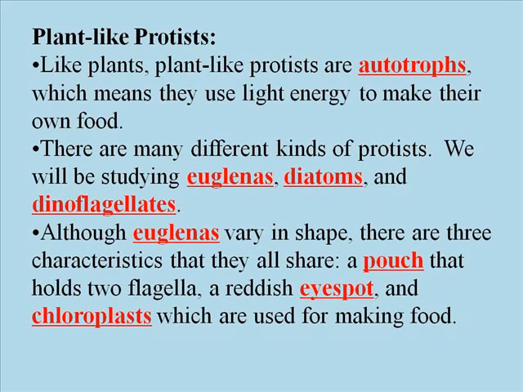Now, starting with euglenas. Euglenas can have lots of different shapes, but there are three characteristics that, no matter what shape it is, they will all share. The first characteristic is that they have a pouch. The pouch is going to hold two flagella. Remember from the last note taker, flagella is a whip-like tail for movement, and one of the flagella is going to be much longer than the other. They're going to have a reddish eye spot, and we're going to talk in just a few minutes about what that's for. And finally, they are going to need chloroplasts to absorb the sun's energy so that they can make their food.